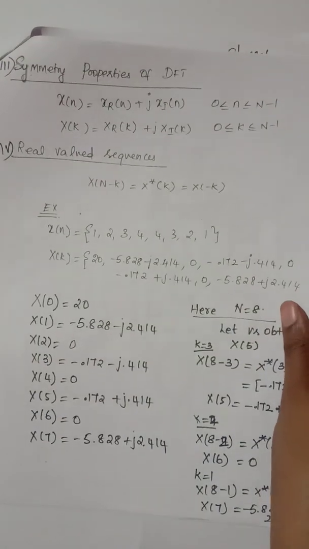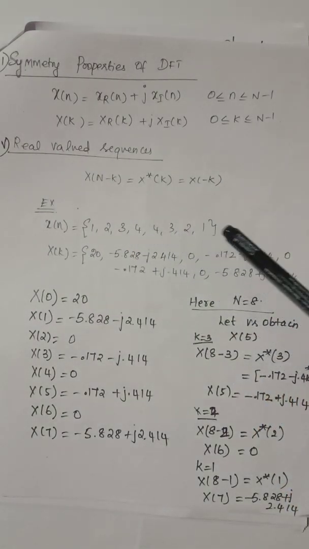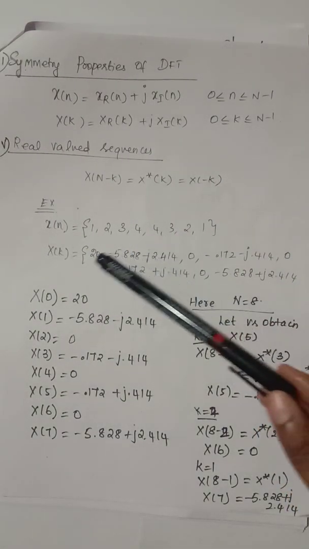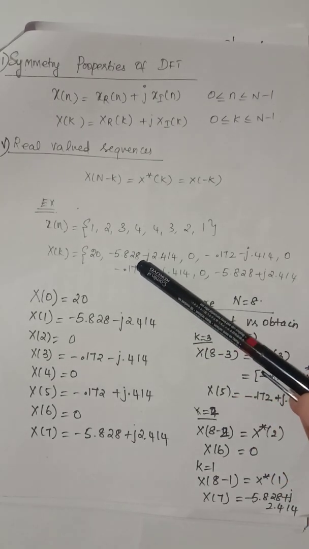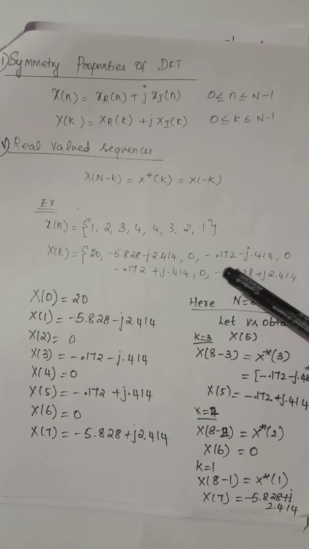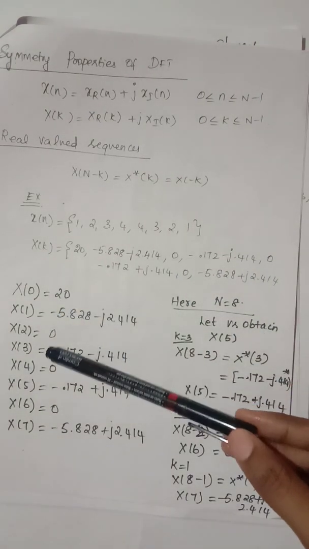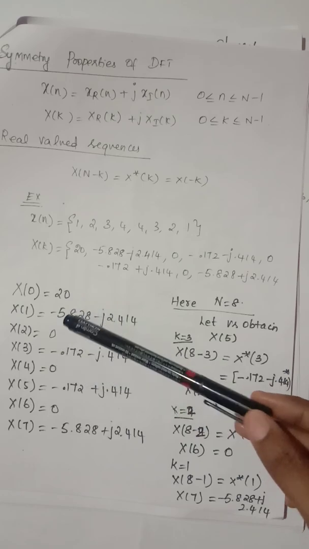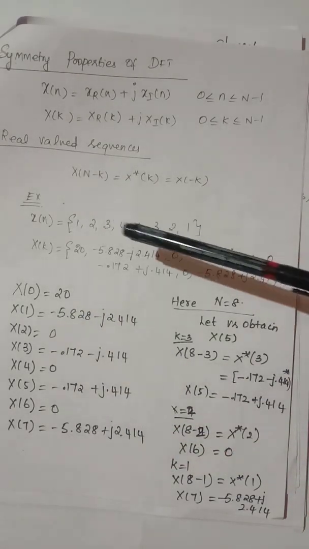Now see, we have solved this problem, right? 1 2 3 4 4 3 2 1, and its corresponding DFT is 20 minus 5.8 28, like that you will get this answer. Now similarly, if I know the first four values, I can obtain the remaining values. How is it?